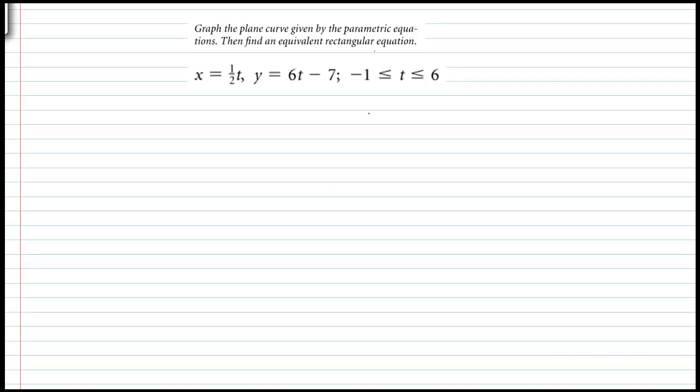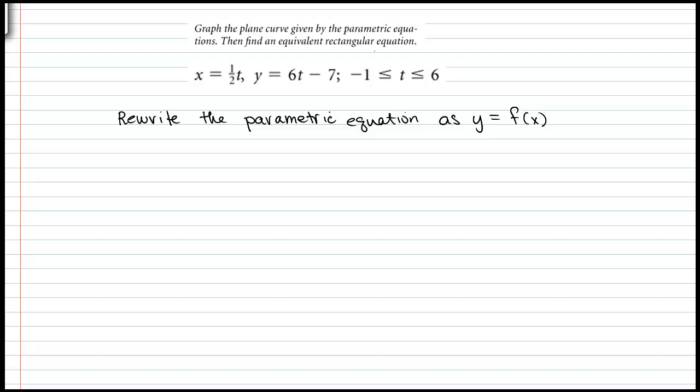When it comes to finding the equivalent rectangular equation, we want to rewrite the parametric equations as y equals f of x. First thing we need to do is take the x equation and solve for t. That means I need to multiply both sides by 2, and I get t equals 2x.